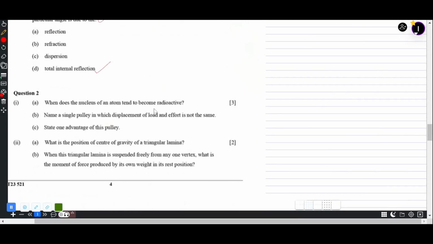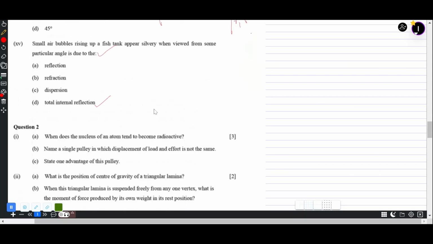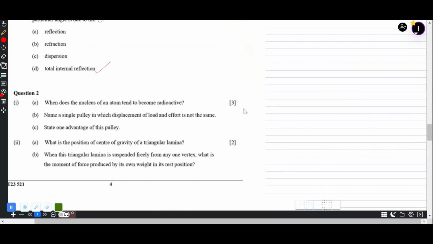When does the nucleus of an atom tend to become radioactive? Now we have finished 15 questions. That was fast. Right. So when does the nucleus of an atom become radioactive? When the ratio of neutrons to protons is more than 1. Okay. So when neutrons are more, they radiate energy, and the radioactivity begins. Therefore, gamma radiations begin. Okay. And it converts itself into something else. So N by P should be 1 for matter not to be radioactive.